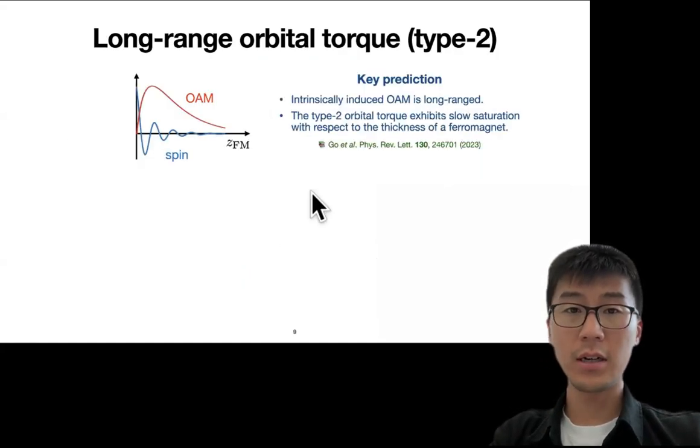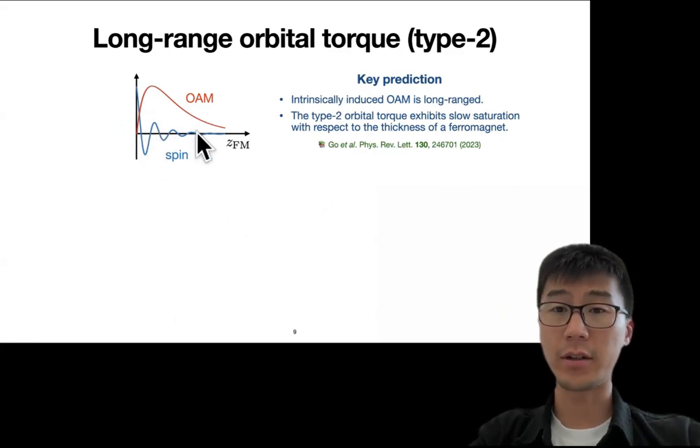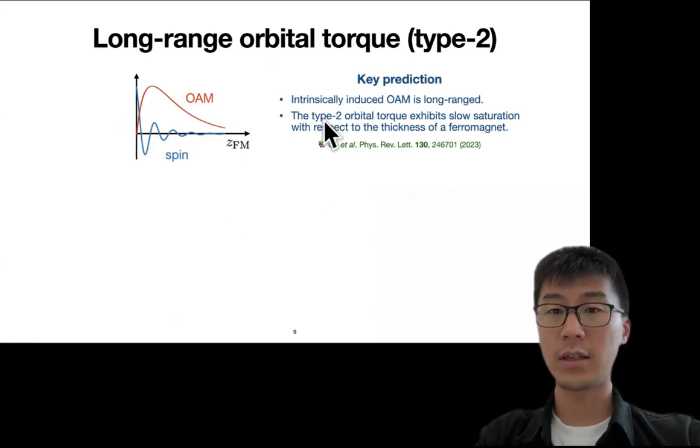So therefore, with my colleagues, we have predicted that orbital angular momentum can go really far without much oscillation because of hotspots, while the spin is actually showing oscillating decay behavior. And so one of the key tests that we have proposed is that type 2 orbital torque will show a quite slow saturation behavior with respect to the thickness of a ferromagnet.